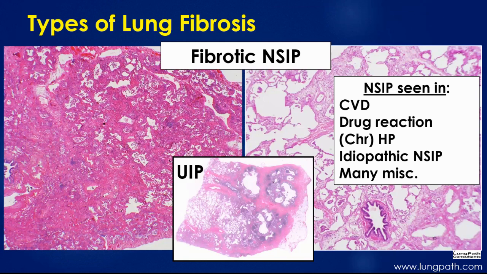NSIP is seen in these three main conditions: connective tissue disease, drug reaction, and idiopathic. And 90 to 95% of cases that may come across your desk as biopsies will fit into these three categories. Most commonly probably would be connective tissue disease. Chronic HP and drug reaction are also relatively common as well.